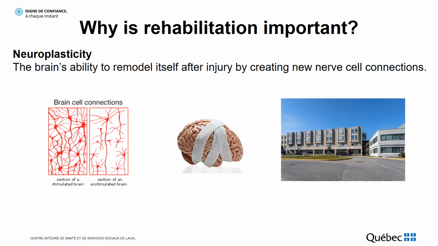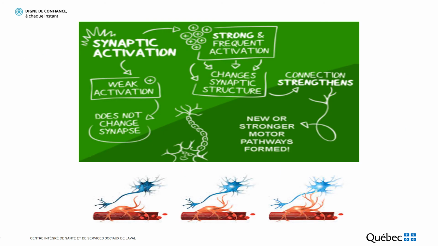Why is rehabilitation important? It is the most important factor for stimulating the neuroplasticity process in post-stroke patients. What is neuroplasticity? It is basically the ability of the brain to rewire or reorganize itself after injury. How does neuroplasticity work?